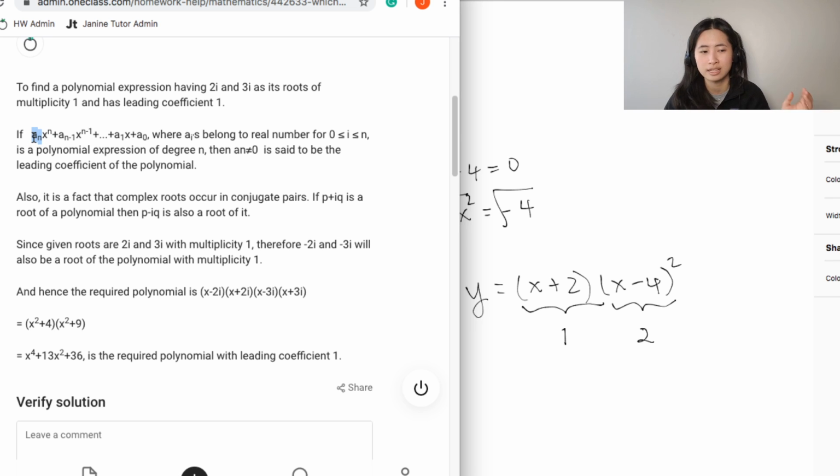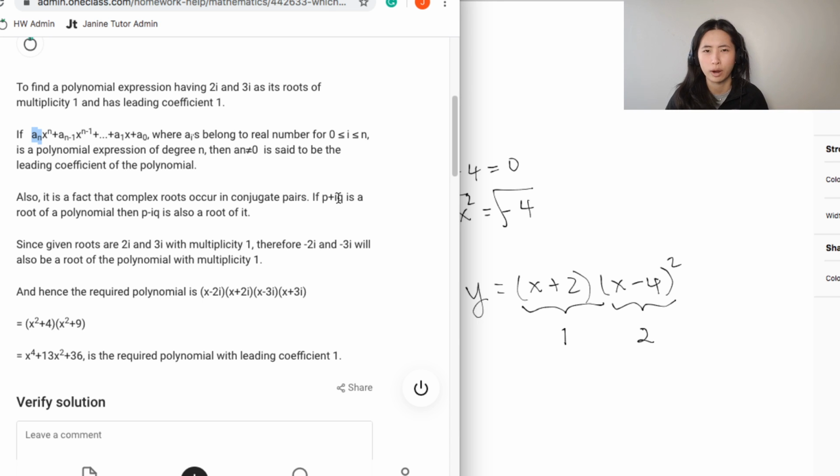So the degree would be the highest power, and you have this number, which is a constant. So an is a constant that is multiplied to your x raised to the power of n. So let's say x raised to the power of 3. Therefore, an is going to be your leading coefficient because it's the constant that is multiplied to the highest power of x. So that's what a leading coefficient is.